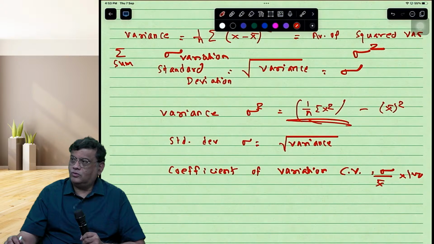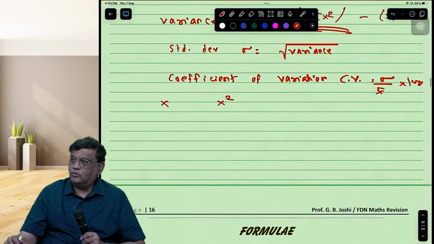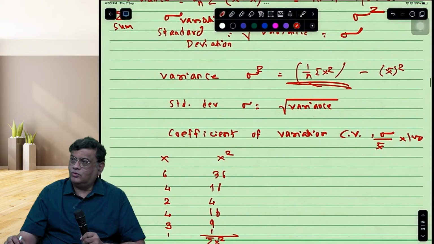Look at the formula and tell me which column you need to make. X square. So you have x values, you just have to make a column x square and then take the total. What were the x values? 6, 4, 2, 4, 3, 1. X square is 36, 16, 4, 16, 9, 1. This is summation x square. And then we put it into the formula and you will get the variance.